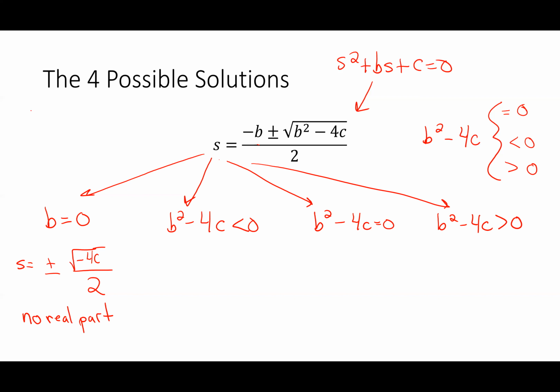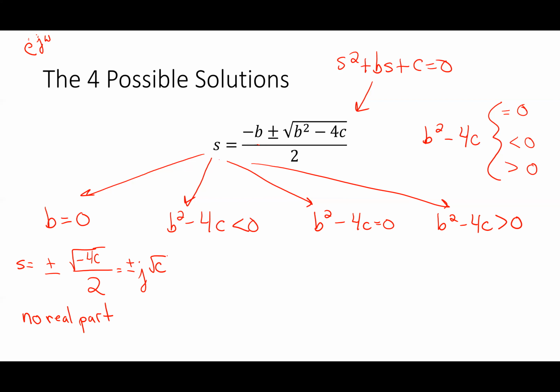So that means I would get something of the form e to the j something t. Let me take it a little bit farther. Negative 4c over 2 would be plus or minus j times, what's the square root of 4? 2. So this would be plus or minus j times the square root of c.